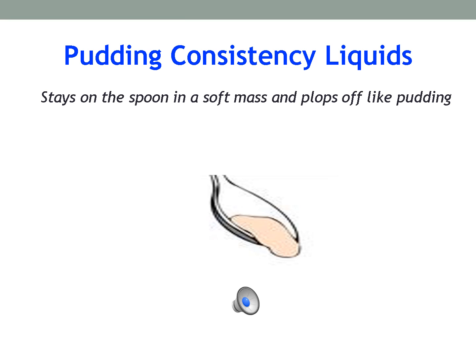The next consistency that I'm going to talk about is pudding thick, and it's just like it says. It's like as thick as pudding. It stays on the spoon in a soft mass, and it will plop off just like pudding. If you were to get a spoonful of Jello pudding, the little snack packs, and you would get it out with a spoon, you'd be able to plop it into a bowl.